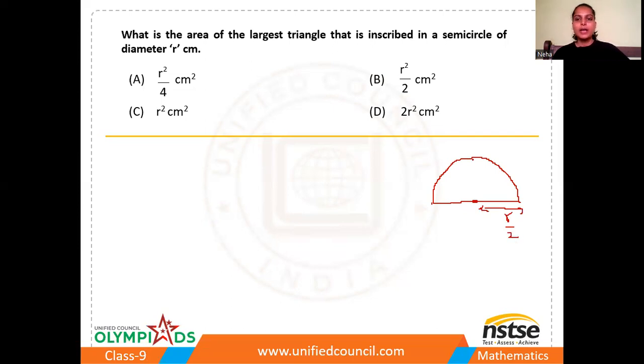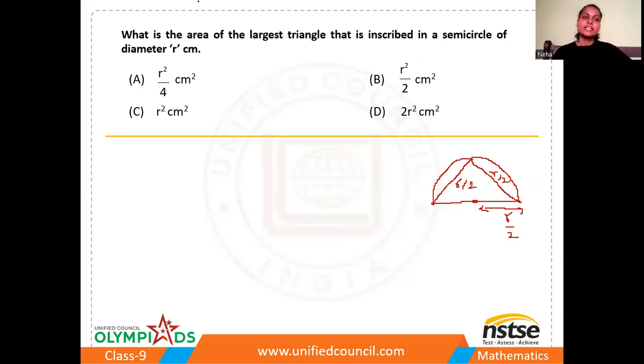Correct? Now here I have to inscribe the largest triangle. So let's suppose this is my triangle. Correct? One side will be r. Okay, and this is nothing but the radius of the circle, right? So if this is the radius of the circle, then I can say that this is r by 2, correct?